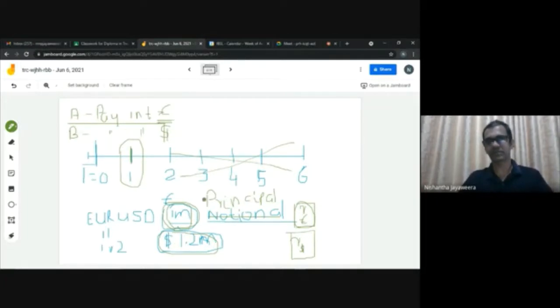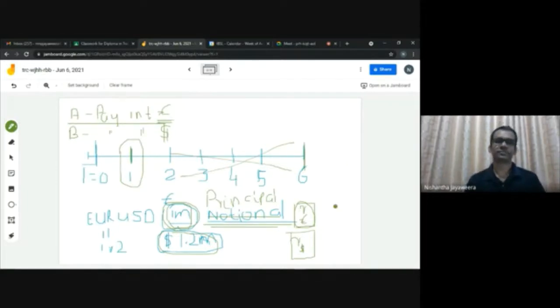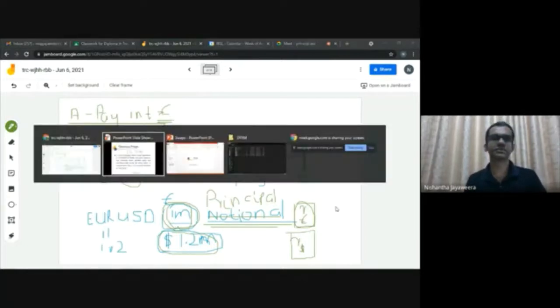Remember, in a cross currency swap, it is not mandatory to exchange these notional principals. It can be with or without exchanging notional principals, but generally on the last date, on the maturity date, they exchange the principal. It may not be at the beginning, but at the end. So is it clear? Any questions?